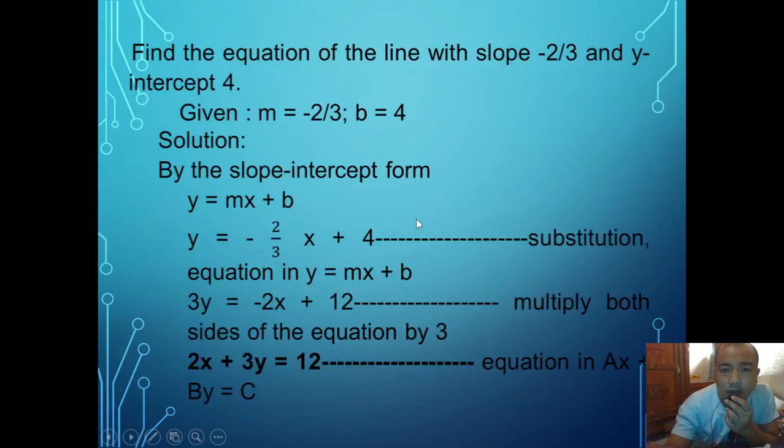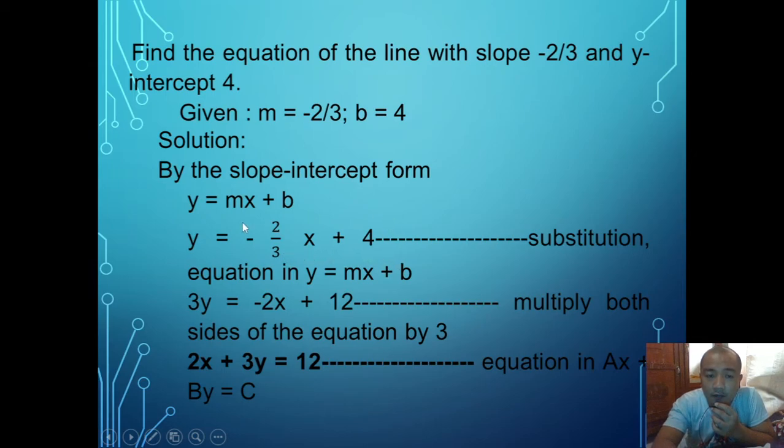How about this? Find the equation of the line with slope negative 2/3 and y-intercept 4. So given the slope and y-intercept, let us find the equation of the line in the form ax plus by equals c, or the standard form. So first, substitute this m and b to the slope-intercept form, y equals mx plus b. So it becomes y equals negative 2/3 x plus 4.